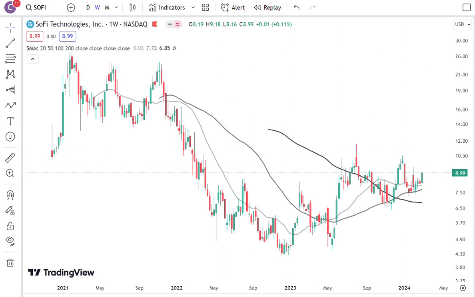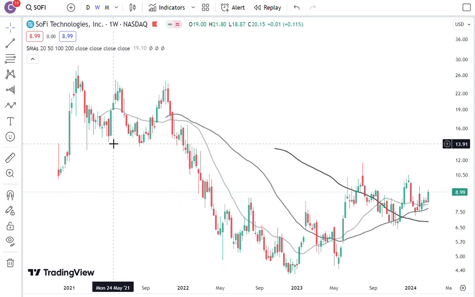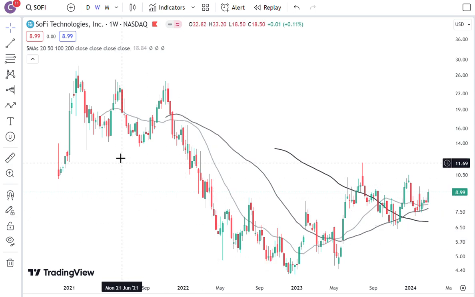Now, if I want to make sense out of the SOFI action using moving average, I can. I can talk you through. It's going to get pretty complicated. It's going to sound like I'm making things up, right? But it actually makes a whole lot of sense.